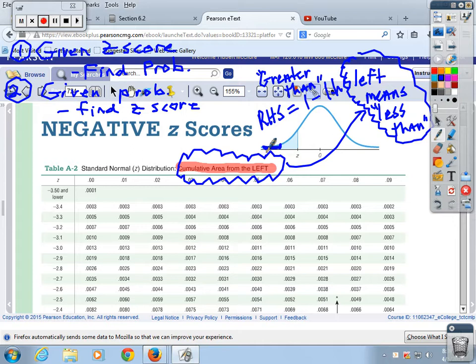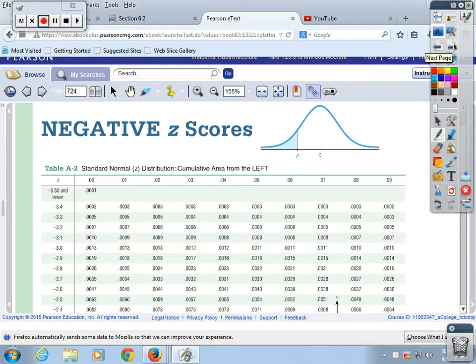Now the reason you have to be familiar with the table is because sometimes your calculator will die. Sometimes you forget your calculator. And the table is not that difficult to use. You just got to be able to read. Okay? And you got to be able to know when you're looking for the right hand side and when you're looking for the left hand side. And you really know that by knowing how to read and knowing that greater than is right hand side and less than is left hand side.